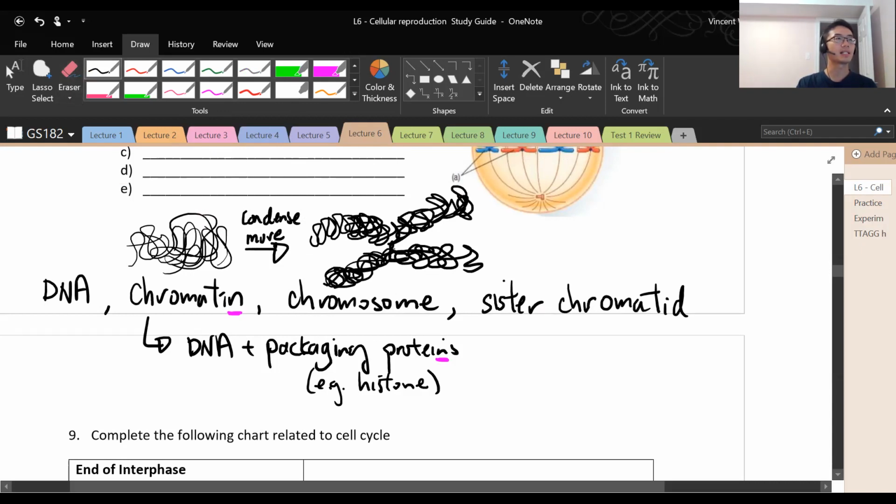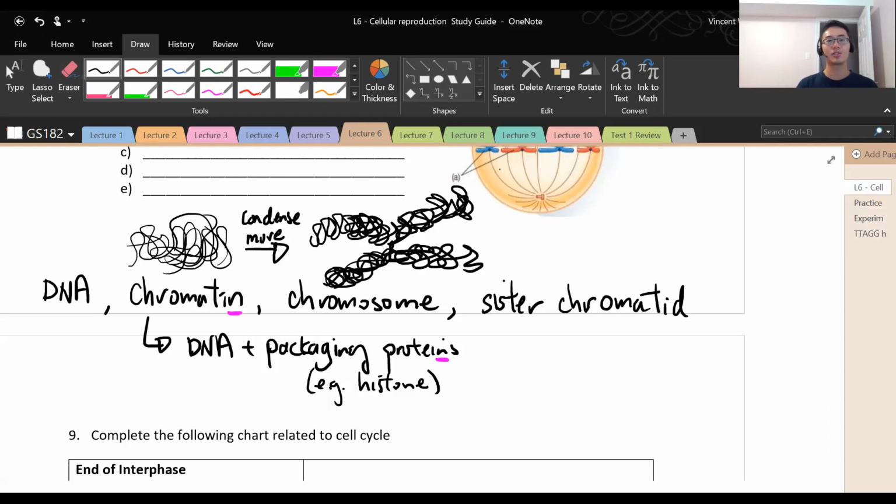And Safi says in the chat box, chromosome is the more condensed version of chromatin. That is exactly it. These are the exact same thing, but one is more condensed than the other. It's easier to move. This is like all your clothes in a big pile on the floor. This would be like the same big pile, but stuffed into a suitcase or something. It is easier to carry around, easier to move around.